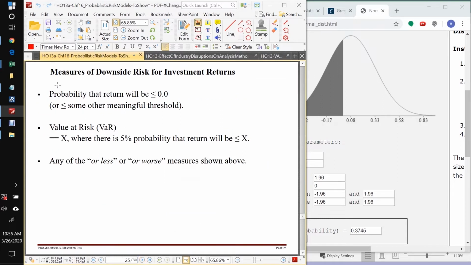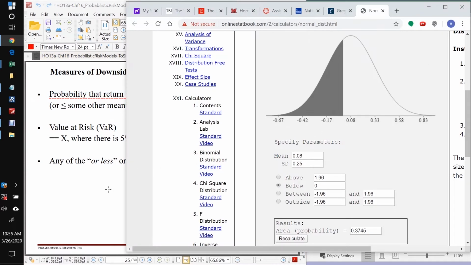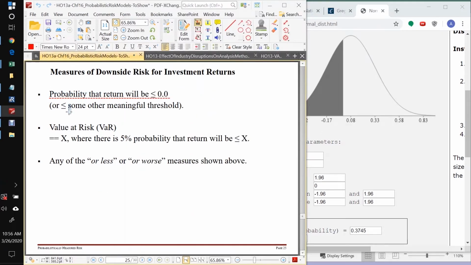So again, the downside risk measures that we want to consider whenever we can are things like this. The probability that our return will be less than zero, that's exactly what we saw over here, or less than some other meaningful threshold. Doesn't have to be zero, right? For companies, when they're looking at a project, they often say things like this: if we lose more than 30% on this project, we're going to go bankrupt. So they want to know what's the probability that they're going to lose 30% or more.